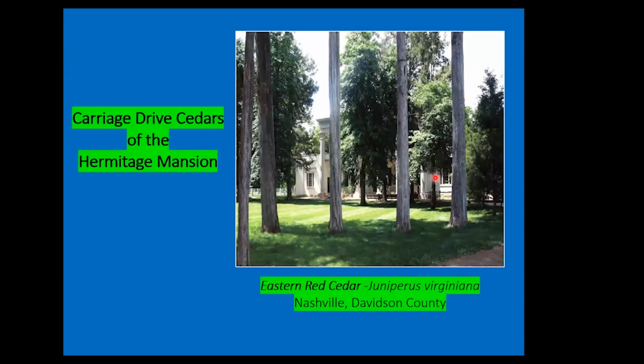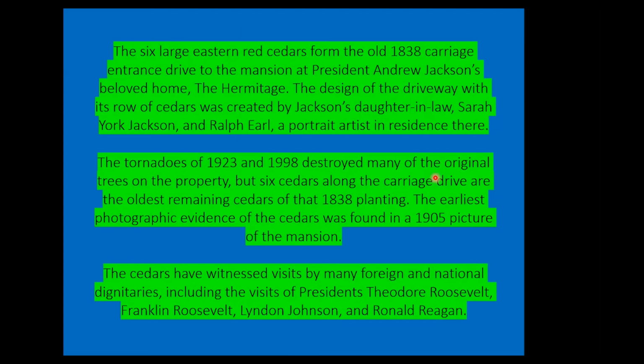Here's one up at the Hermitage, Andrew Jackson's estate, Eastern Red Cedars. They were probably planted along the driveway, the carriage drive, a long time ago. I'm not sure if these got hit by the storm. They've had storms up there. So there are 6 large trees, and I'm not going to read it all, but the design of the driveway was created by Andrew Jackson's daughter-in-law, Sarah, and Ralph Earl. And a tornado in 1998 destroyed many of the original trees. So it's a lot of history that goes on here.